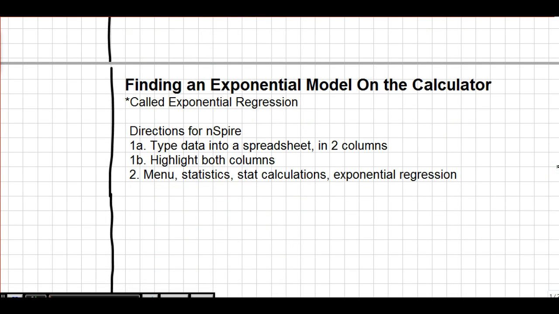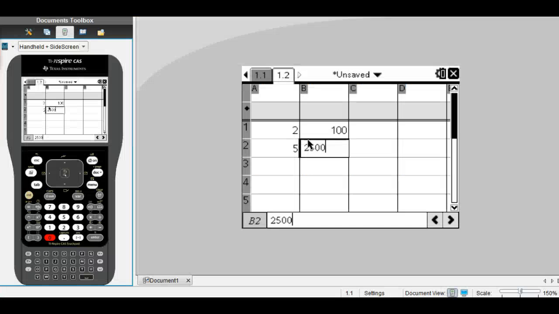Lastly, I want to talk to students about how to do exponential regression on the calculator. You'll type your data into a spreadsheet in 2 columns, making sure that X is in column A and the Y's are in column B. Highlight both columns. On the Inspire, you'll have to use the Shift button to help you with that. Then you choose Menu, Statistics, Stat Calculations, and Exponential Regression. I'll demonstrate that here in one moment.